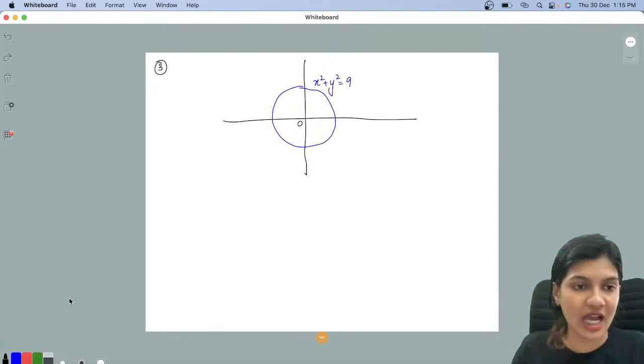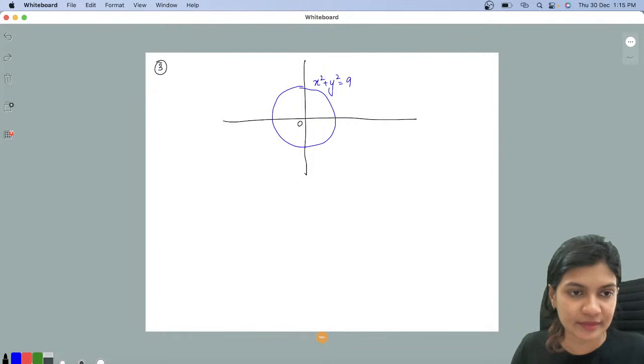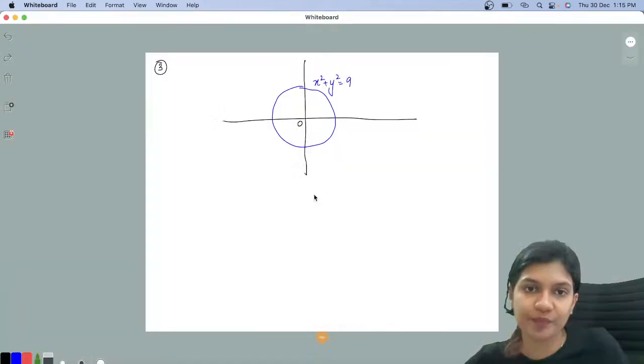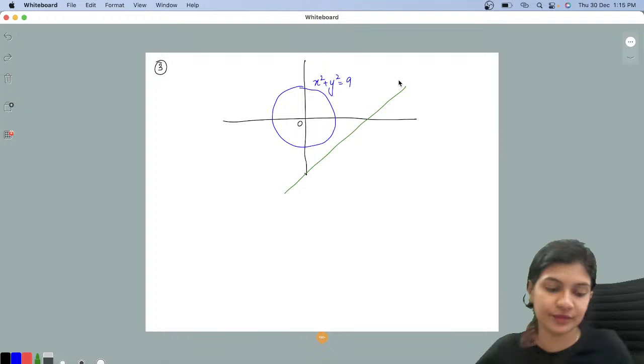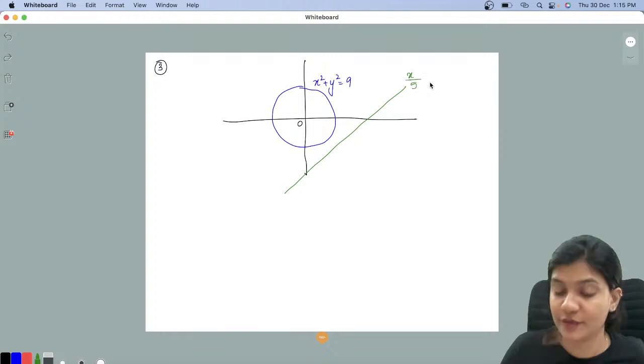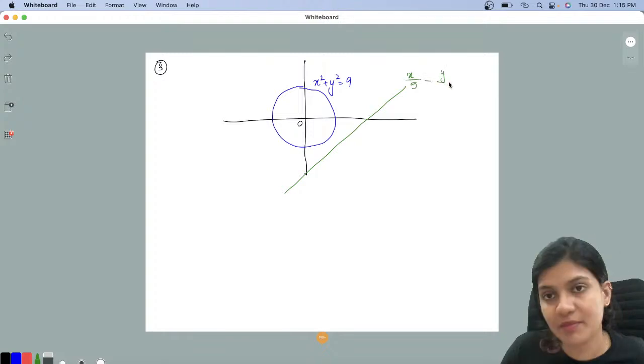Then we have the straight line, this one. With the equation, I can write it as x by 5 minus y by 4 equals 1. This format I have used.